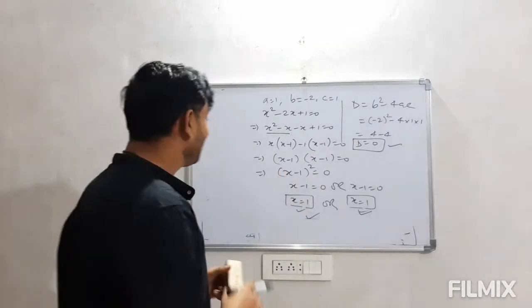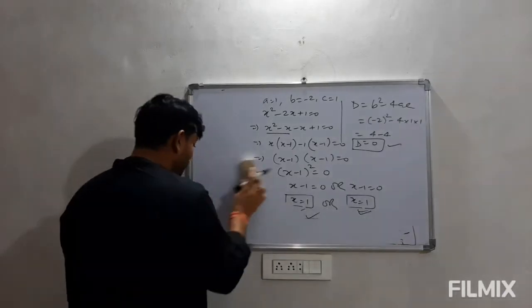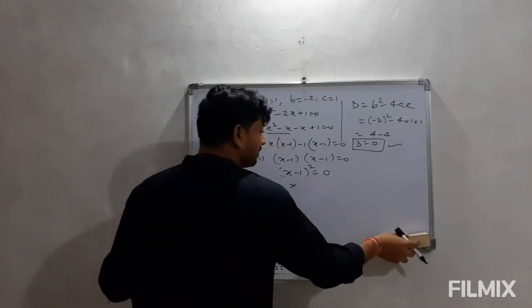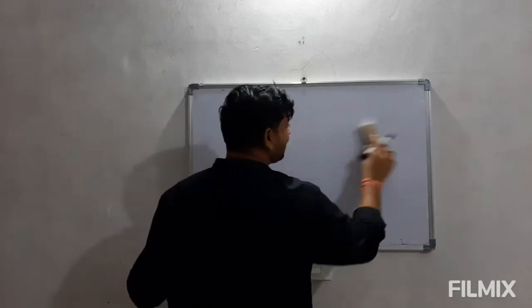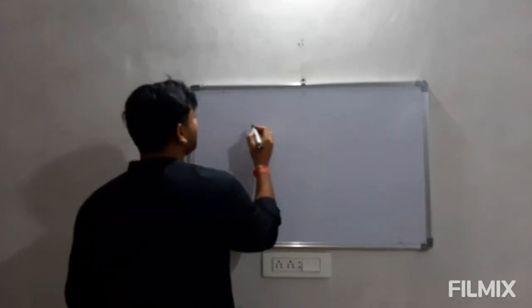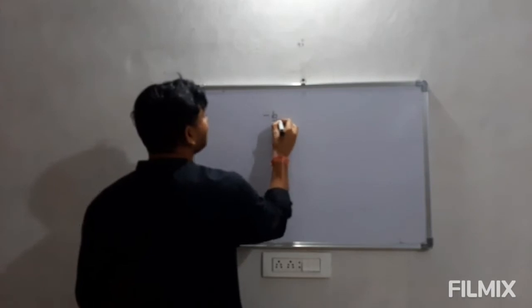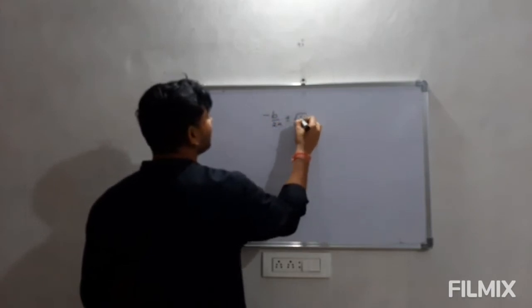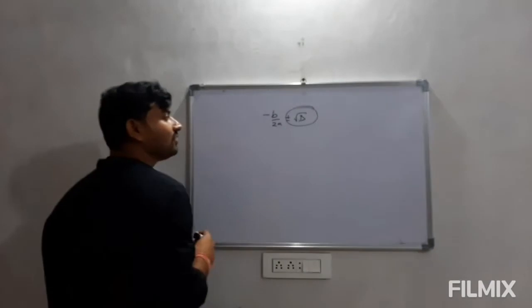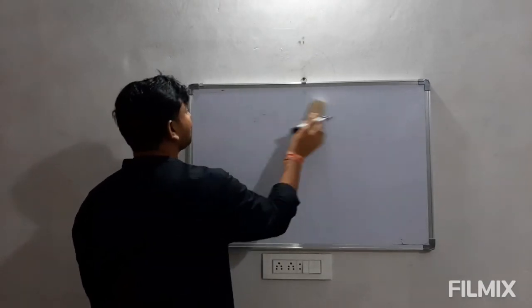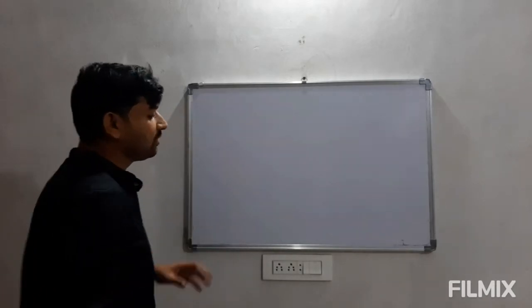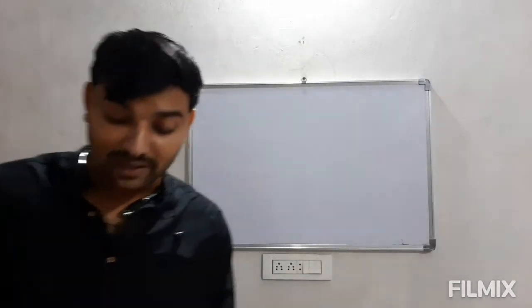So clearly in case of equal roots we will have a perfect square, and the roots can be calculated by simply writing minus b plus minus root of discriminant upon 2a. Here we are not using this term as it is 0. So directly we can write x is equal to minus b upon 2a. So this is how we use the quadratic formula.